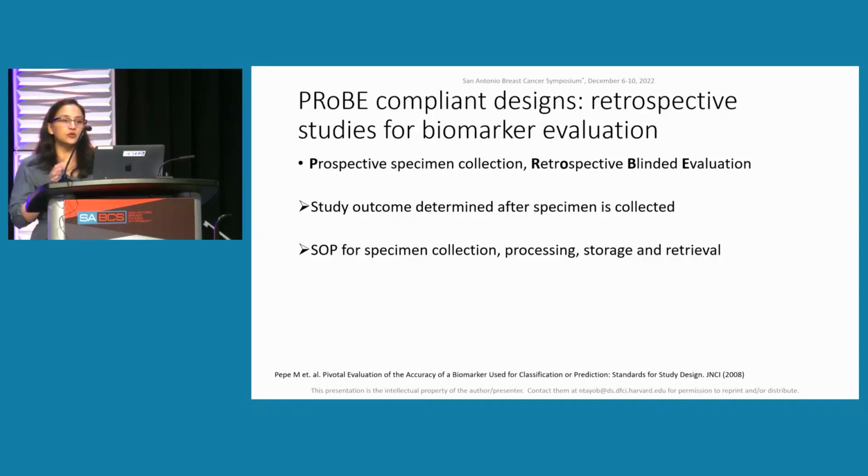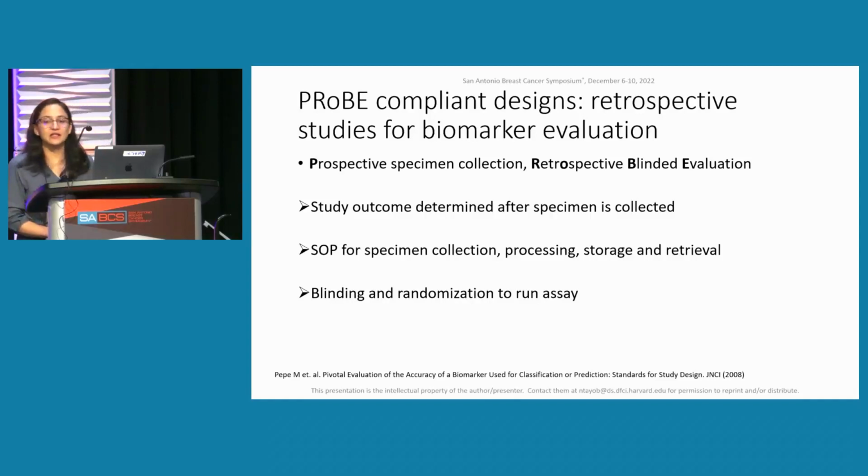And this is getting to the point I was making earlier, that your goal is to find the signal of a biomarker association with outcome from the noise. And this is trying to control the noise as much as possible so that you truly identify a signal. And so by having a standard operating procedure and controlling this, you're more likely to identify a true signal if it's there. The other aspect that they recommend is blinding and randomization.